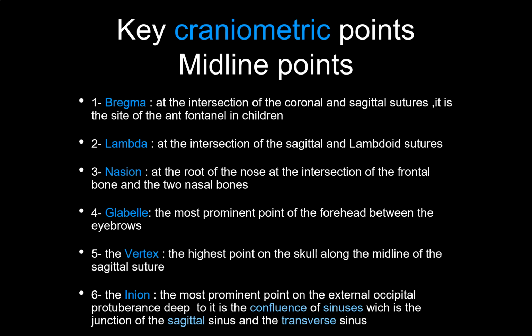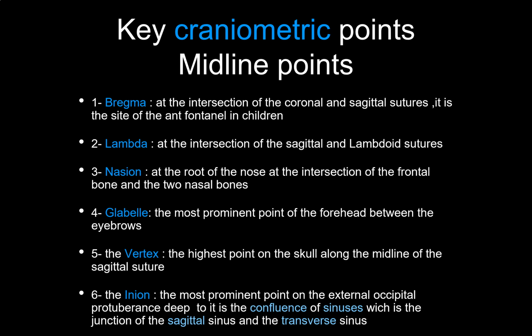Also in the midline, posteriorly, is the lambda, which is the point of intersection of the sagittal and lambdoid sutures. So sagittal and coronal, bregma. Sagittal and lambdoid, lambda. Another important point is the nasion. For measurements, it is present at the root of the nose, and it is the intersection of the frontal bone and the two nasal bones. And the glabella, which is above the nasion, is the most prominent part of the forehead between the eyebrows.